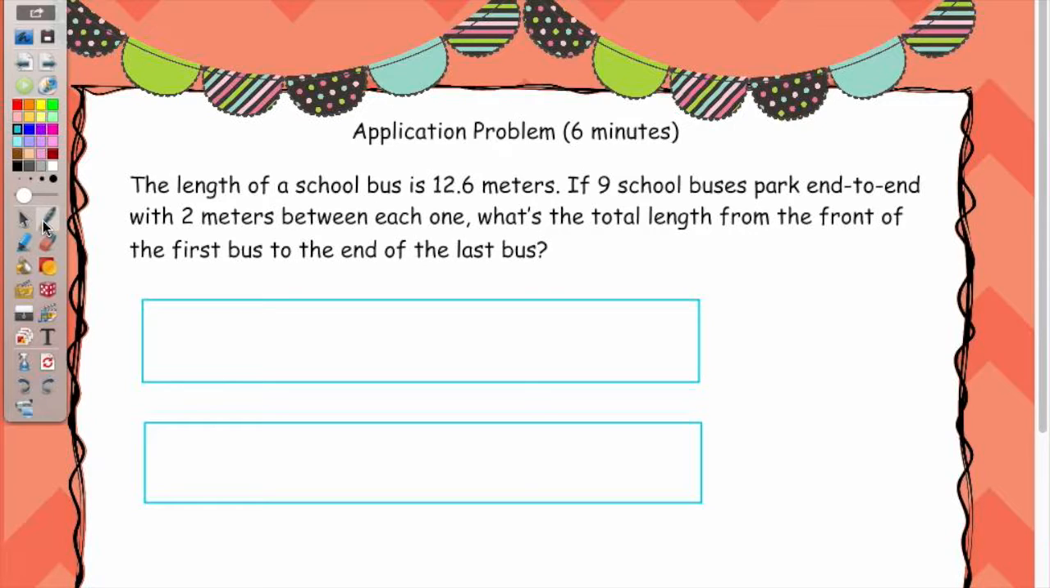Now we know there's a decimal, that's a difference. But what's the main difference between this and the 3rd grade problem? Rustin? There's 2 meters in between. There's 2 meters in between each bus. Now we still have 9 buses, don't we?